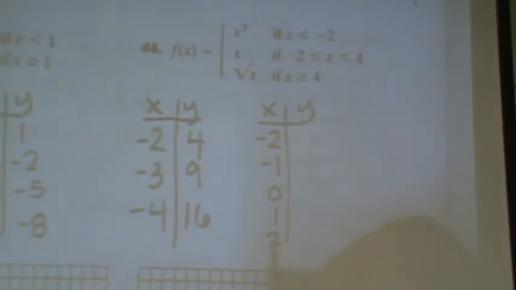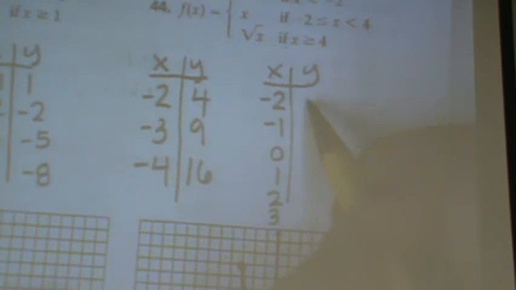Then you've got y equals x. That's an equation, y equals x. But I only want the numbers from -2, -1, 0, 1, 2, 3, and 4. So whatever x is, y is the same. So -2, -1, 0, 1, 2, 3.